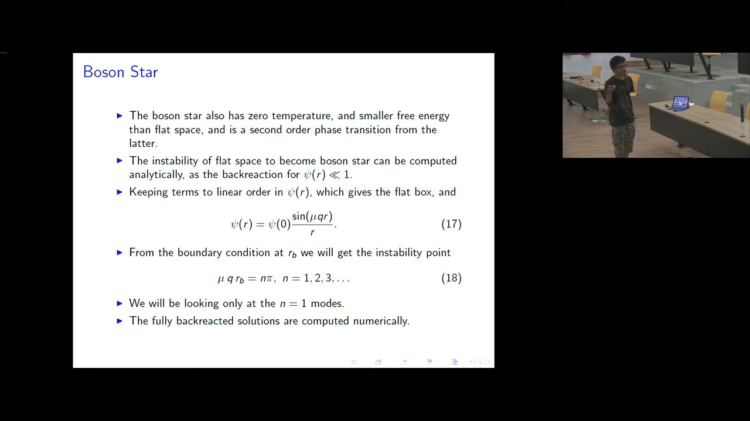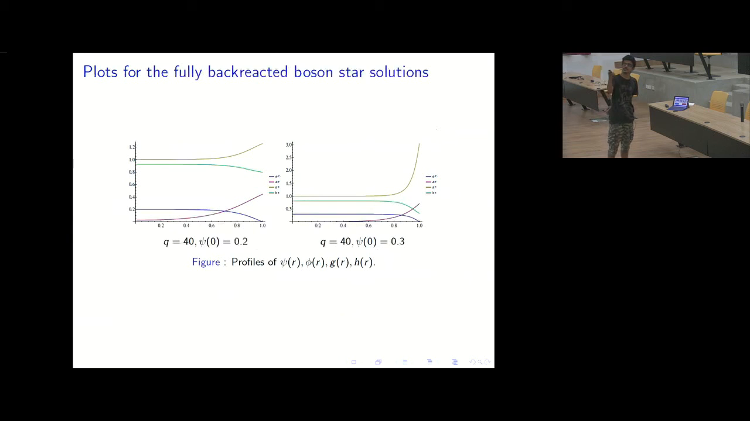The fully backreacted solutions are computed numerically. This is a plot of the functions: this is psi, this is phi, this is h and g. The x-axis is r, and psi goes to 0. Phi is an increasing function as well. G and h are such that at the end, g times h at rb equals 1, so essentially g_tt is 1. These are plotted for a couple of different values. It's just an existence of solutions plot.